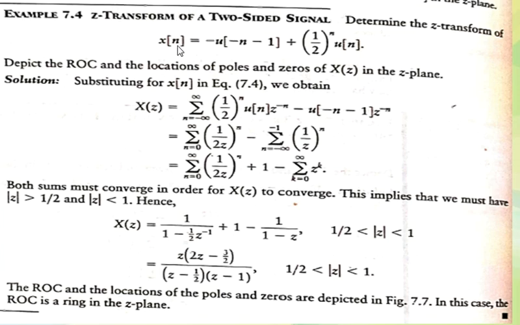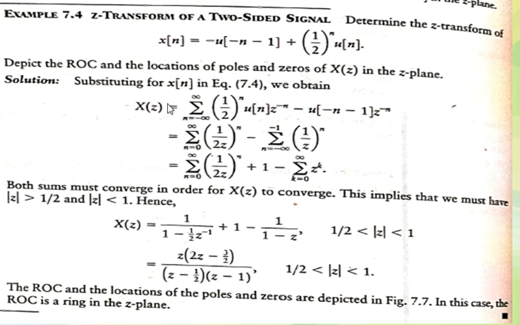Here the problem is x of n is equal to minus u of minus n minus 1 plus half raised to n into u of n. Then how has this to be solved? The ROC of this we need to find also. We need to find the solution as well as the ROC has to be indicated. And clearly we know that minus u of minus n minus 1 is a left-handed sequence, and half raised to n, just like alpha raised to n u of n, is a right-handed sequence.